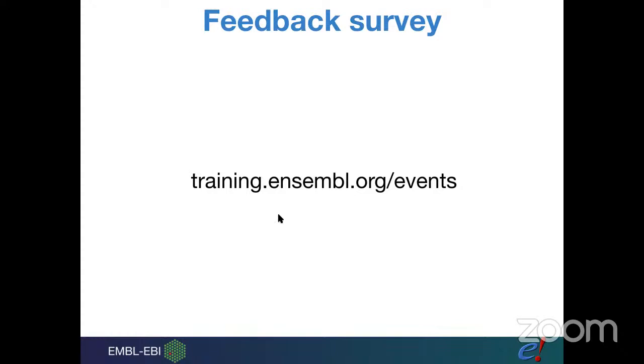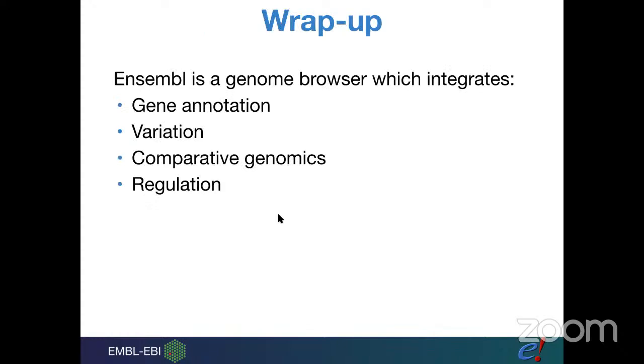I hope that everyone was able to do the survey. So just a little bit of a summary of everything that we covered. Ensembl is a genome browser that integrates 4 different data types. And we have gene annotation, variation, and comparative genomes. And we also have regulation data as well.